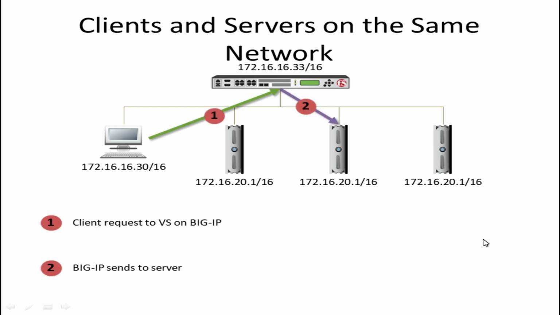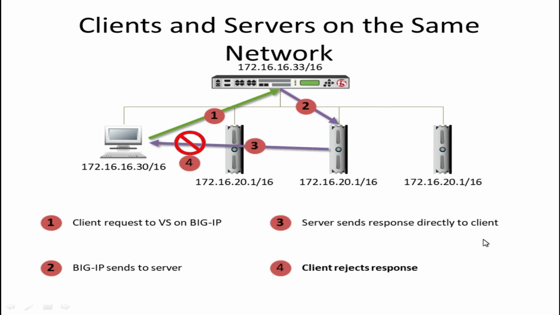Here, if you talk about the inbound traffic flow, my client is sending the request to the BIG-IP, and BIG-IP is sending the request to one of the lucky servers, that is 20.1 in this case. However, the outbound traffic flow is a little bit weird, because my virtual server is directly sending the response to the client, and again the source IP and the destination IP will not match and it will get rejected.